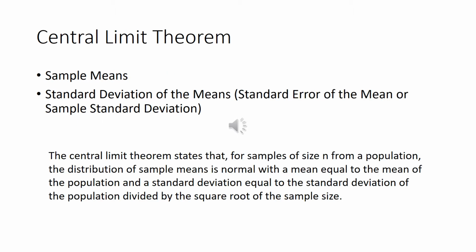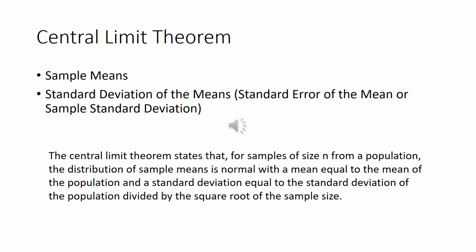Okay, I'm going to start off with the central limit theorem. Sample means: instead of taking the individuals and plotting those, you take a sample size, any size you want, from a population, and you average it. You plot the averages, not the individuals. Then to calculate the standard deviation, which is called the standard deviation of the mean, standard error of the mean, or sample standard deviation, they're all the same thing, you take the standard deviation and divide it by the square root of that sample size.